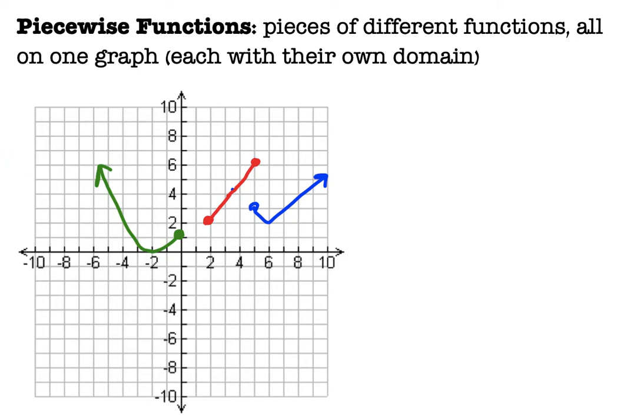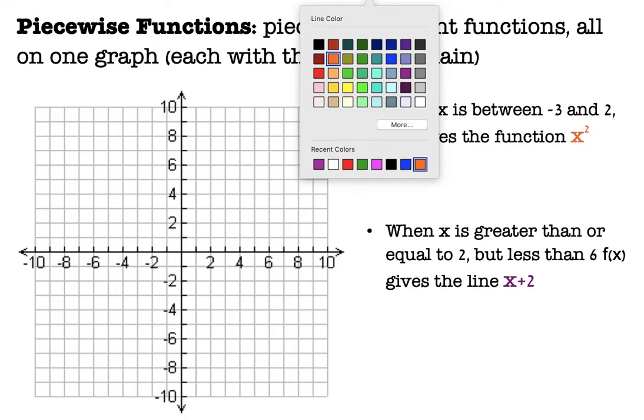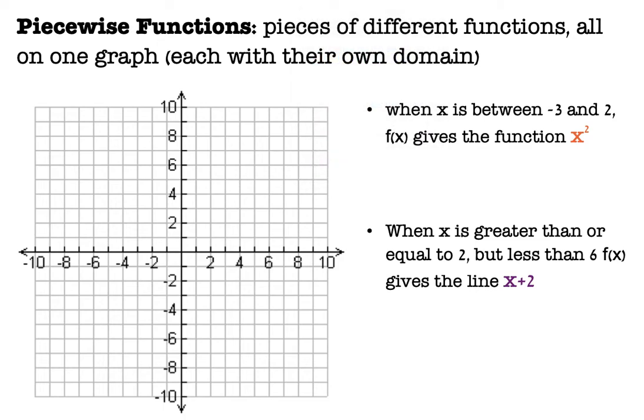All right, so let's say, for example, that I have a function that is defined using these following criteria right here. So when x is between -3 and 2, f of x is going to be x squared. We know that x squared is a quadratic function, meaning it's going to be shaped like a u. However, it's only between the points -3 and 2. So I know that at -3, I'm going to start my graph, and at 2, I'm going to stop my graph.